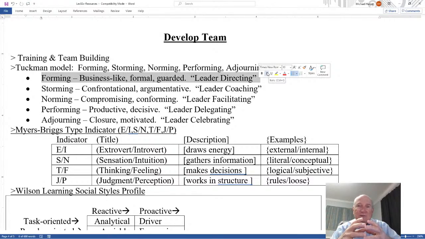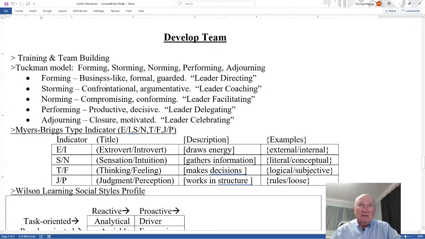When you have a classroom, there is the initial stage of forming. You form the relationship with each other, form a relationship with the instructor, with the course, with the environment. How's this going to work? And so it's usually business-like. It's very formal. It's kind of guarded until you kind of see what's going on. And initially, it's going to be leader-directed.